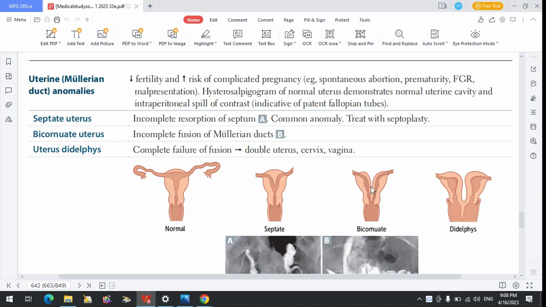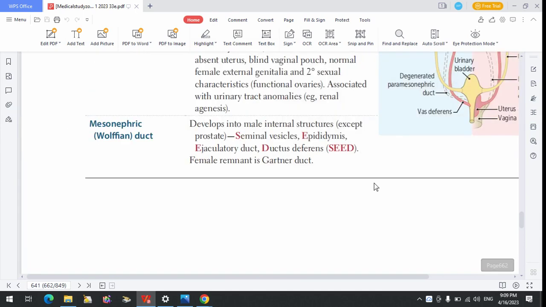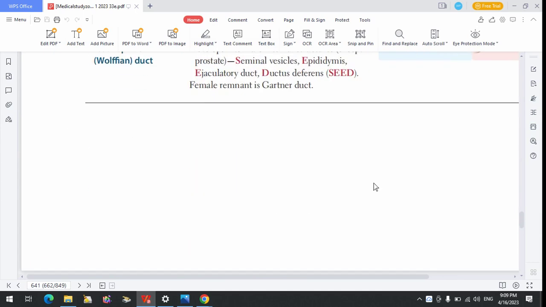Now in bicornuate, it's just due to failure of fusion of the proximal part after the fallopian tube. The part just after that fallopian tube is supposed to fuse, but it doesn't fuse, which is the part that forms the uterus. I just want you guys to follow me the way I'm saying it. Just picture that there are two ducts that are coming together.